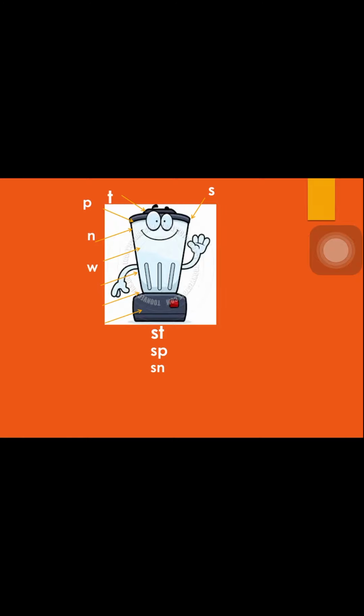S with W, what are the sounds? Sw. S with M, what are the sounds? Sm. S with K, what is the sound? Sk. And we will see the words for this blend S.